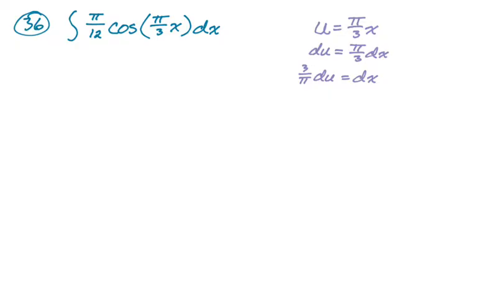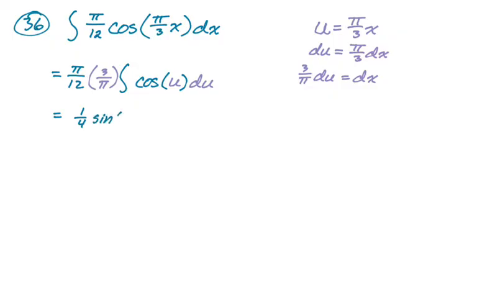That's fine. So in the original integral, the pi over 12 is a constant multiple, so I'm going to pull that out. Then for dx, we're going to do 3 over pi du. I'm going to pull out the 3 over pi. Integral of cosine of u, and then we already subbed for dx, so the du. All right, and then I think of my list of derivatives. I know the derivative of sine is cosine, so this is good. So pi over 12 times 3 over pi is just 1 over 4. The pi's cancel, and then 3 over 12 is 1/4. And then we will get sine of u plus c. And then u was pi over 3x.